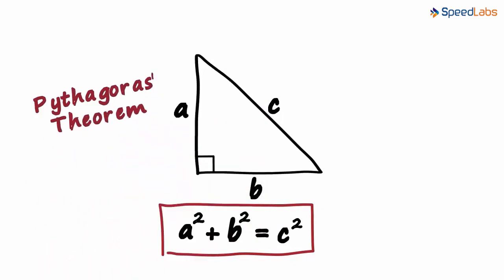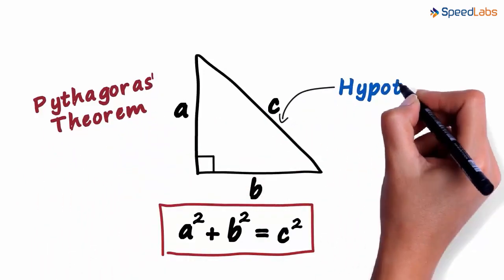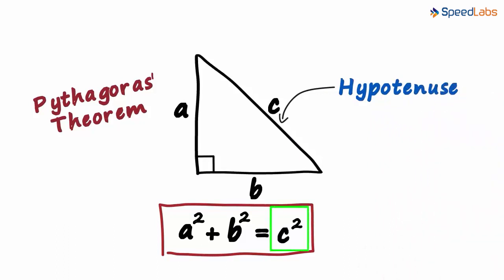The side opposite the right angle is called the hypotenuse. The square of the hypotenuse is always equal to the sum of the squares of the other two sides.